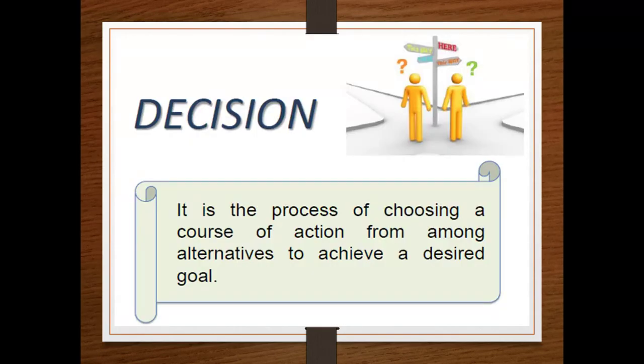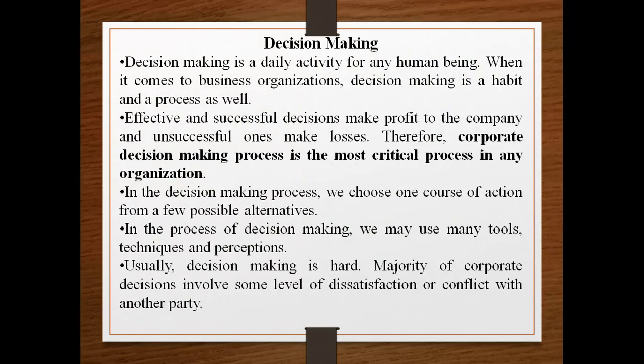Now what is a decision? It is the process of choosing a course of action from among different alternatives to achieve the desired goal. If I have many alternatives, my decision is which alternative I should choose to achieve my goals. That is a decision. Decision making is a daily activity for any human being. In a business organization, decision making is a habit and a process as well. Effective and successful decision making will profit the company, and unsuccessful decision making will cause loss to the company.